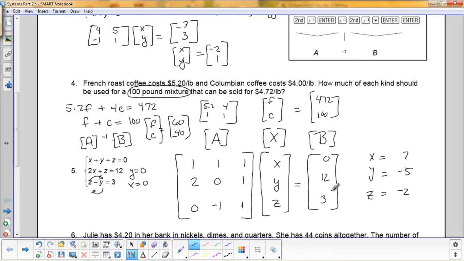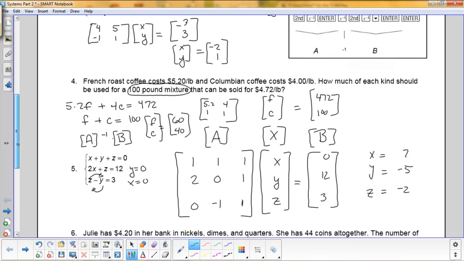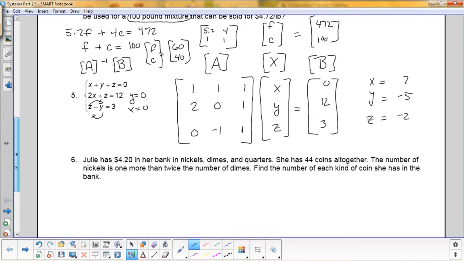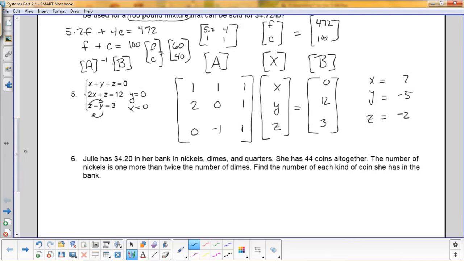And now I'm finished. I want you guys to take a look at question number 6. Pause the video now and go ahead and take a few moments to write your equations. Remember, there are 3 variables, so there are 3 equations that you're going to need to find. Go ahead and rearrange it into a coefficient matrix, a variable matrix, and a constant matrix, and then see if you can find your solution.